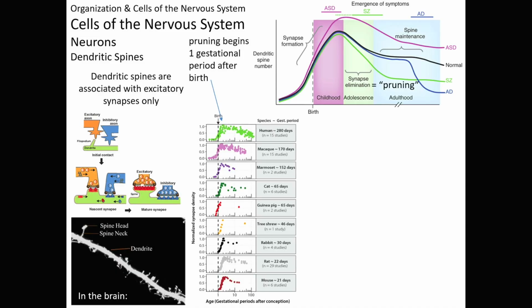Now, what I want to think about next is, what is the significance of this whole pruning process? What's the point of having all these spines that we formed during gestation and early childhood, and then we cut them away starting a year or two after birth? What is the purpose of that pruning? Well, one way to get a handle on that is to note from this figure that individuals who have autism spectrum disorder, ASD, are characterized by inefficient pruning. So they end up with way more dendritic spines than is normally the case.